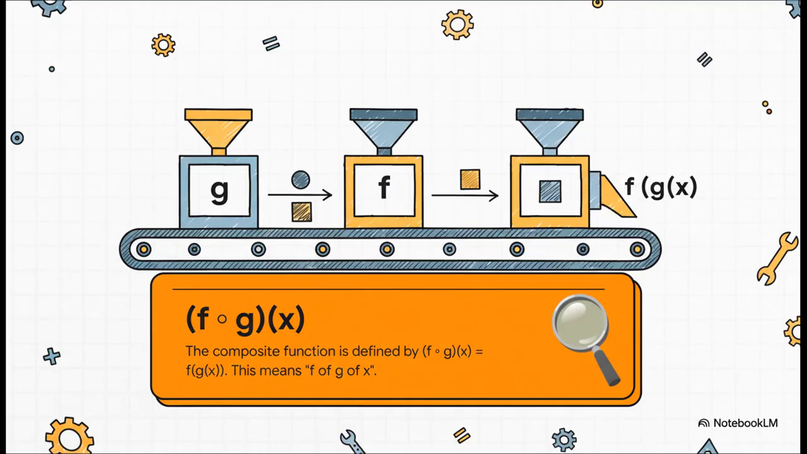Now here's how you'll see it written down. This little open circle notation just means "composed with." But the part you really need to focus on is this, f of g of x. We say that out loud as "f of g of x." And here is the golden rule. You've got to remember this. You always work from the inside out. Start with the function that's closest to the x.